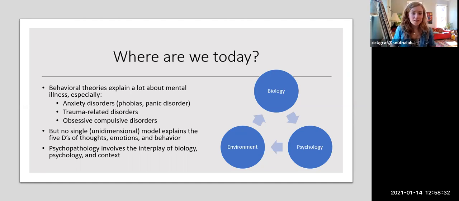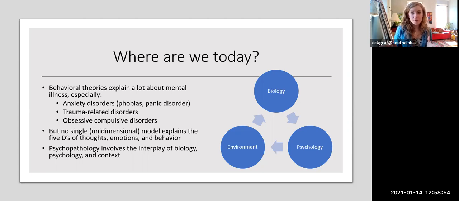So our cultural context, which again helps to determine what is even considered normal and abnormal, but also our parenting, our upbringing, the way that we were treated by our caregivers when we were young, and the life experiences that we have. All of these things interact with each other and influence each other to produce specific symptoms of psychopathology.